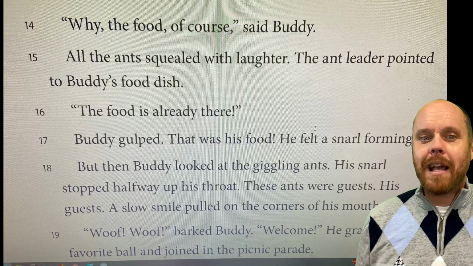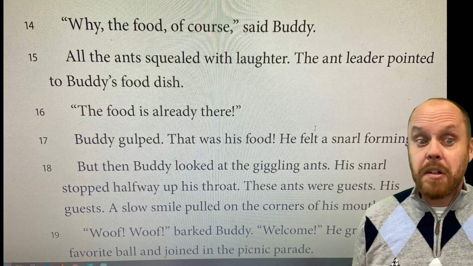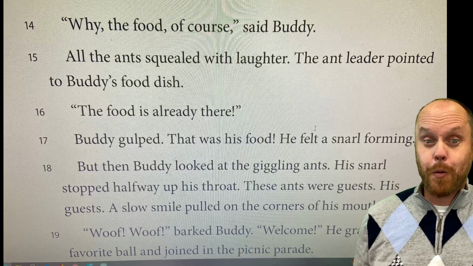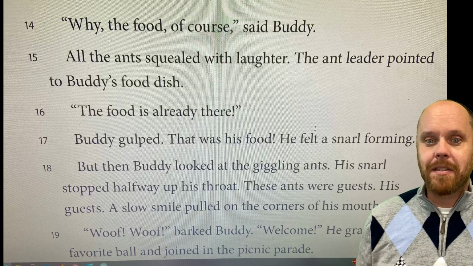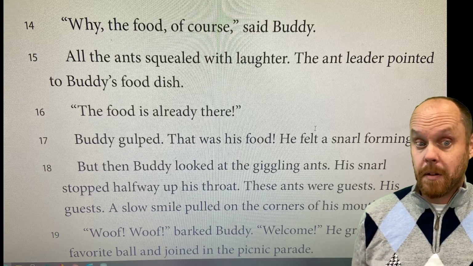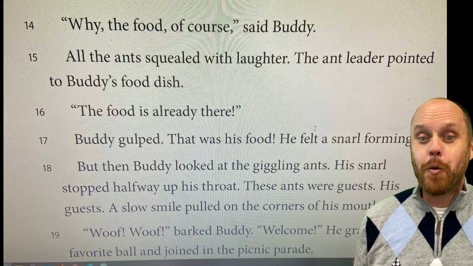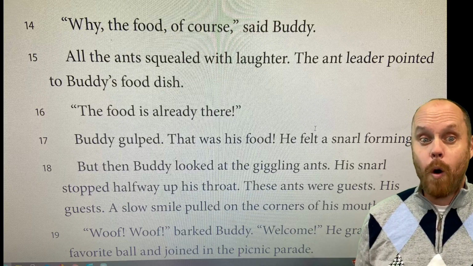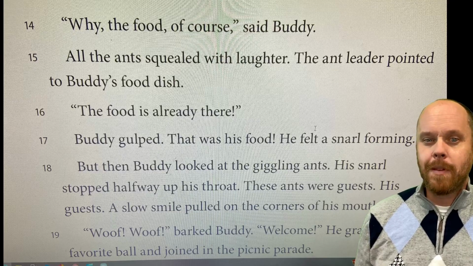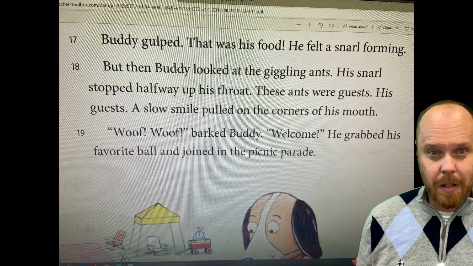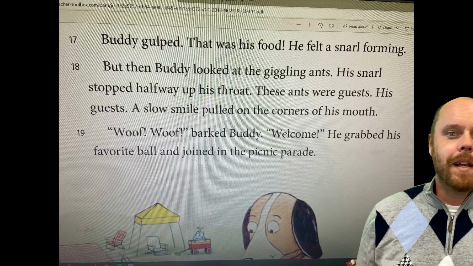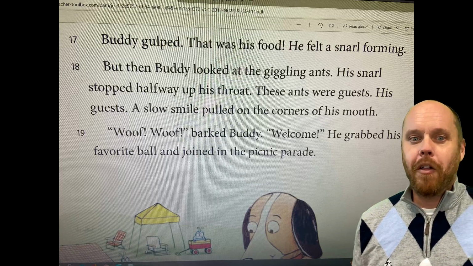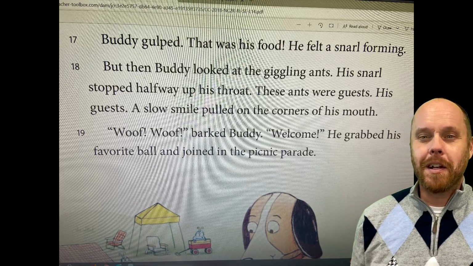But then Buddy looked at the giggling ants. His snarl stopped halfway up his throat. These ants were his guests. A slow smile pulled across the corners of his mouth. "Woof, woof," barked Buddy. "Welcome." He grabbed his favorite ball and joined in the picnic parade.